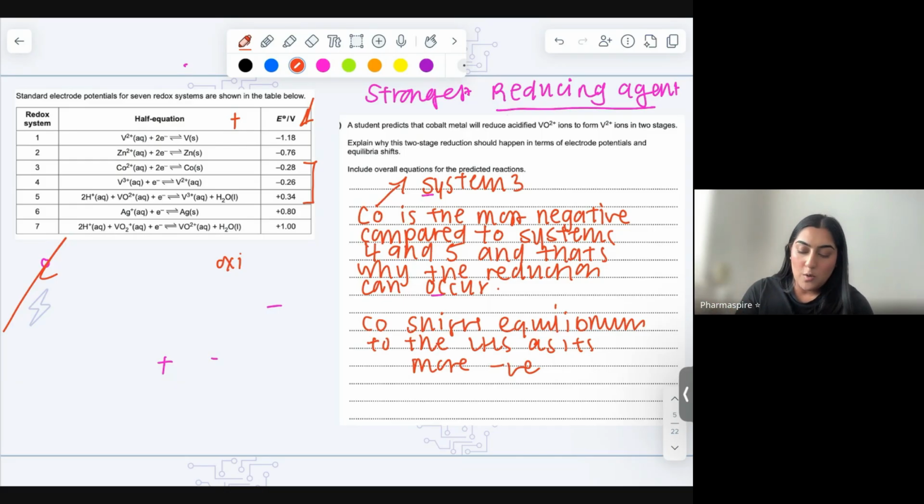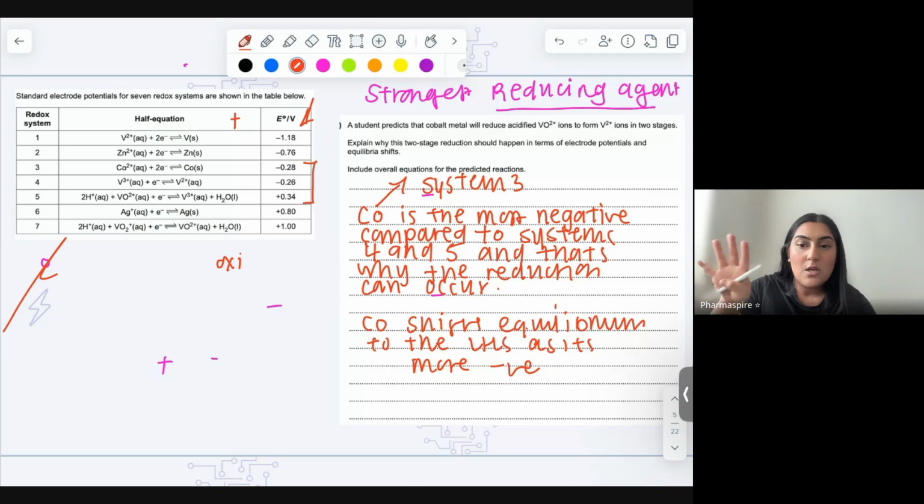So cobalt is the more negative one. So if it's more negative, it's oxidized, isn't it? It's the oxidation equation if it's more negative. Happy with that? So if it's oxidation, I taught you that anything to do with oxidation shifts to the left. You always deal with the left. So that's why it shifts to the left-hand side. If you talk about something more positive, I always taught you more positive is reduction. So if we talk about reduction, it's going to get shifted to the right-hand side.